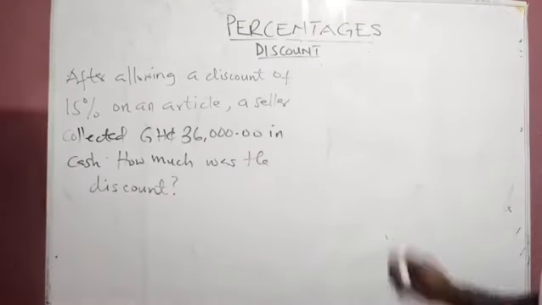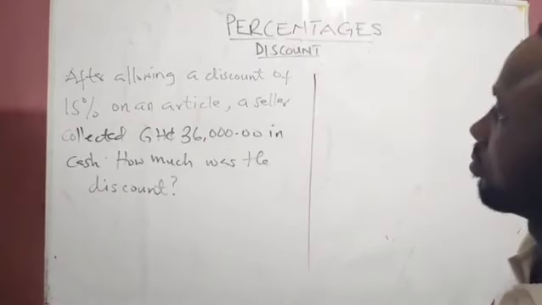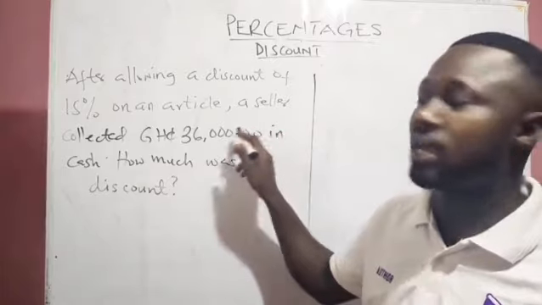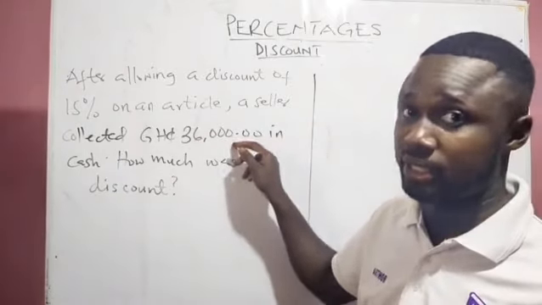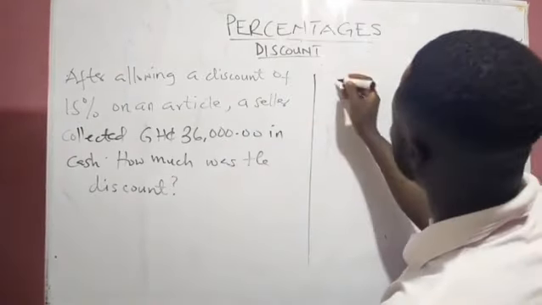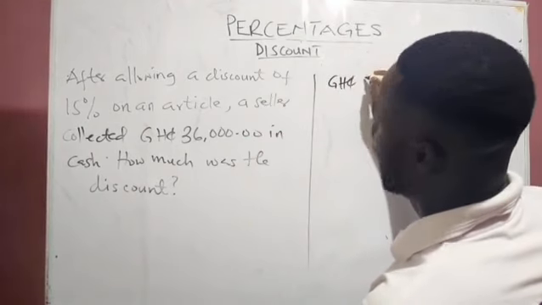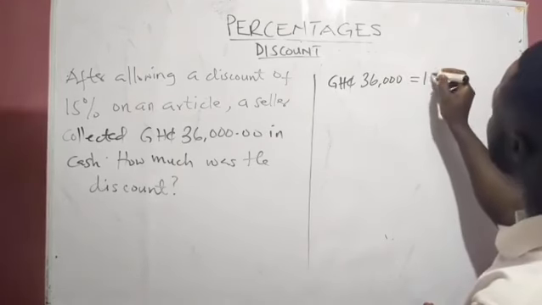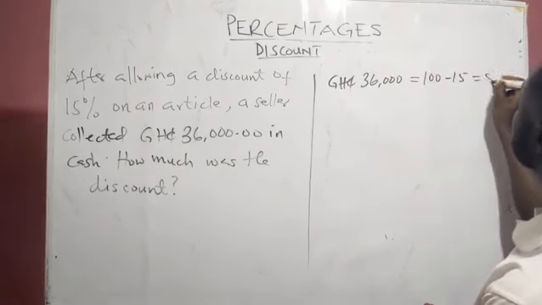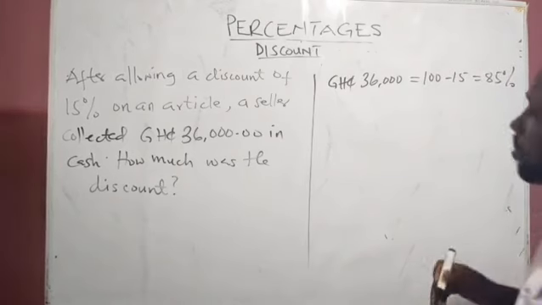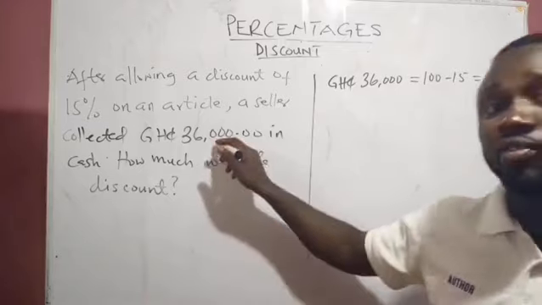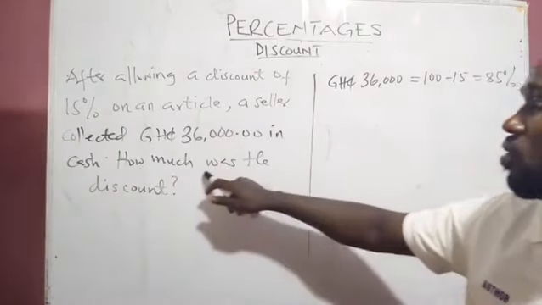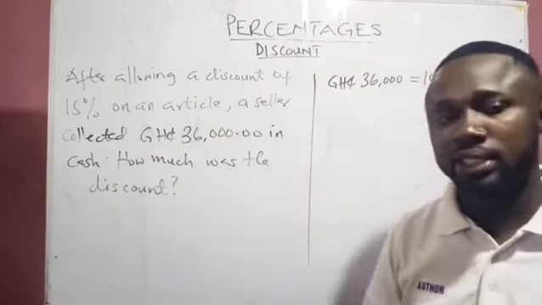After allowing a discount of 15%, the seller collected this. So it means that after the discount, this is not 100%. So let's look at the amount that is there. How many percent does it correspond to? That is 100 minus 15, 85%. So this is 85%.